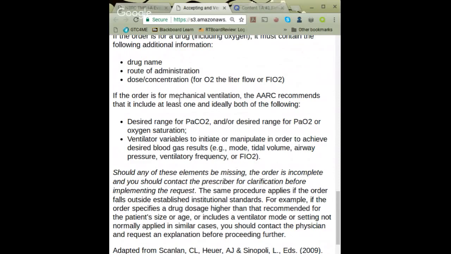If the order is for mechanical ventilation, it's recommended that it include at least one or ideally both of the following: desired range for PaCO2 and/or desired range for PaO2 or oxygenation status. That's a good one.